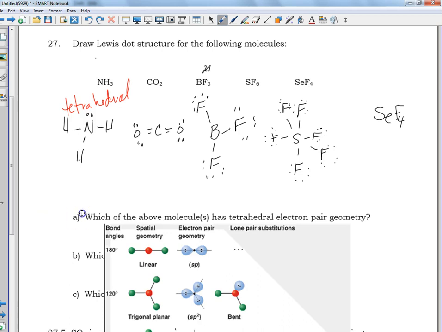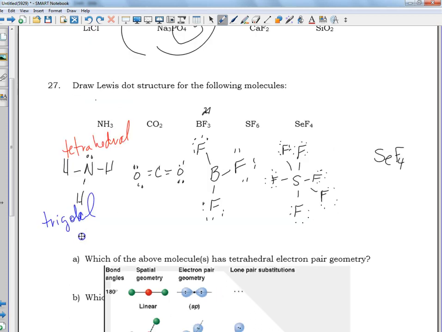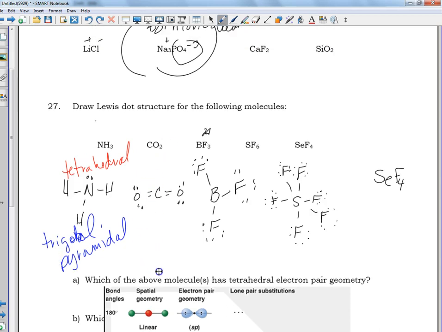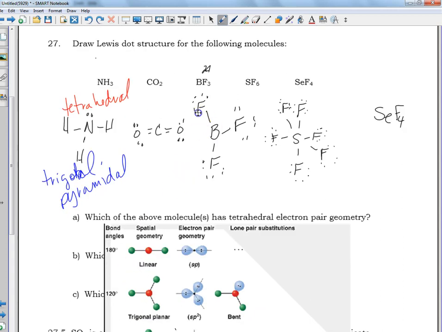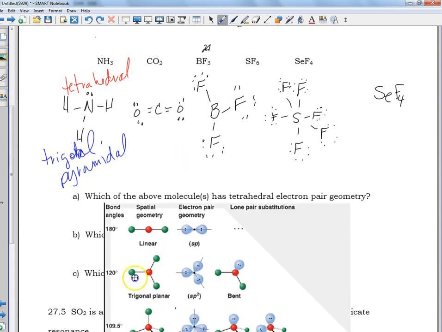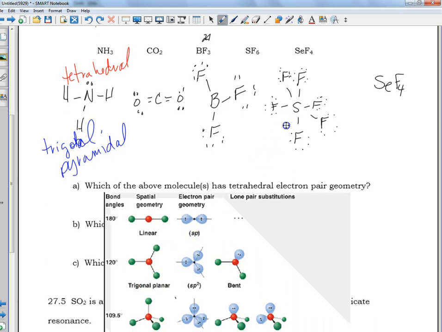Because he's a 3-pointed pyramid. Trigonal pyramidal. It doesn't spell right, but you'll figure it out. The next one, carbon dioxide, has linear geometry. Boron trifluoride has trigonal planar geometry.